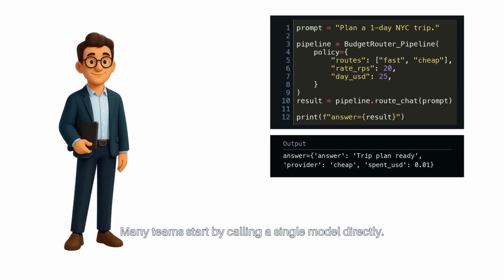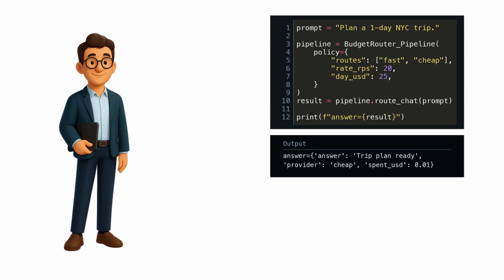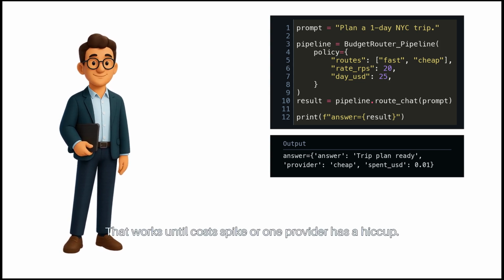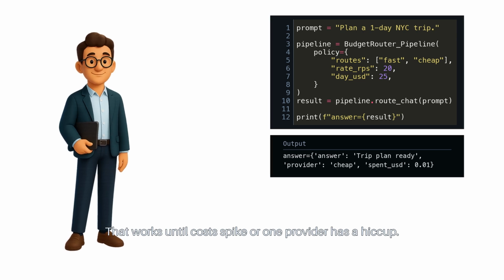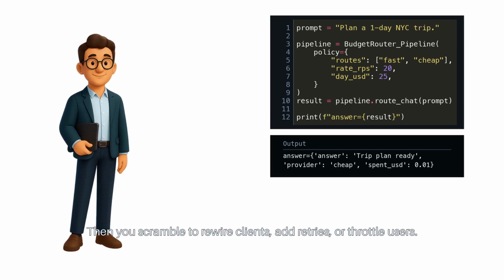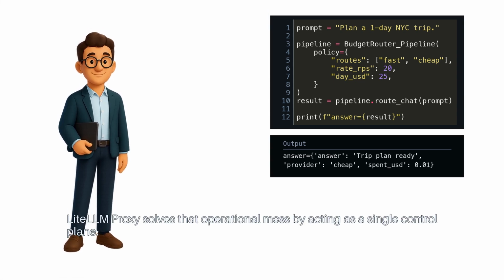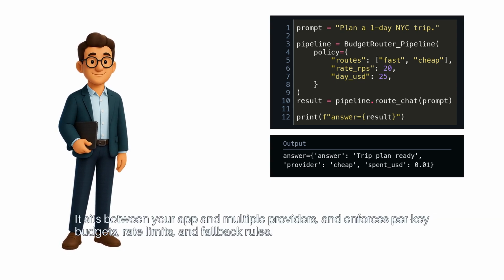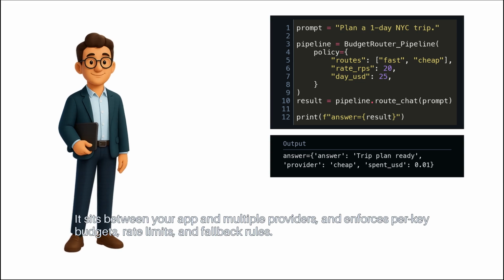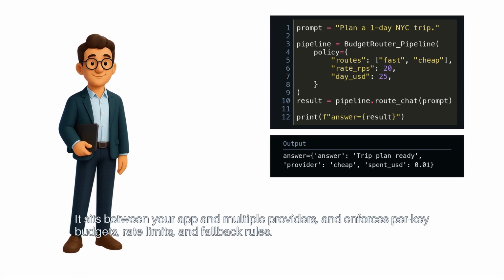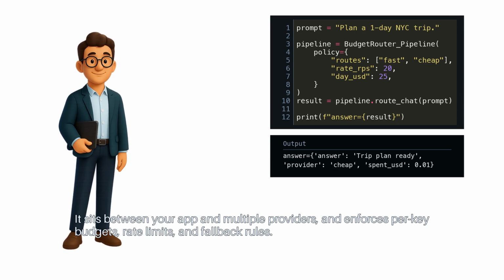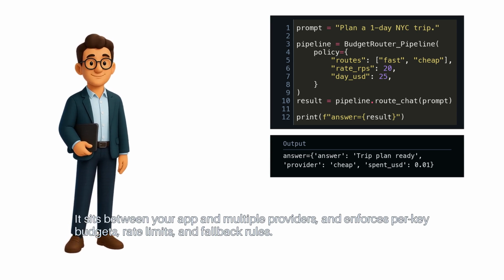Many teams start by calling a single model directly. That works until costs spike or one provider has a hiccup. Then, you scramble to rewire clients, add retries, or throttle users. LiteLLM Proxy solves that operational mess by acting as a single control plane. It sits between your app and multiple providers and enforces per-key budgets, rate limits, and fallback rules.